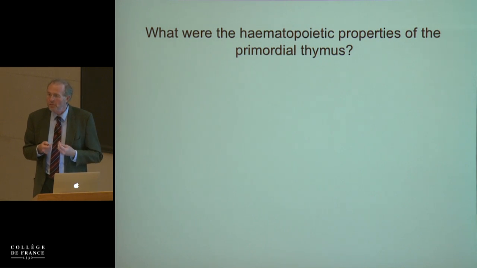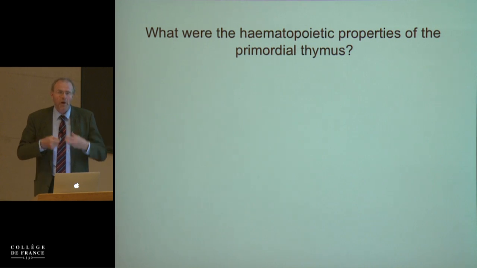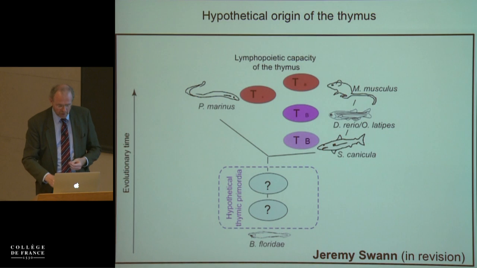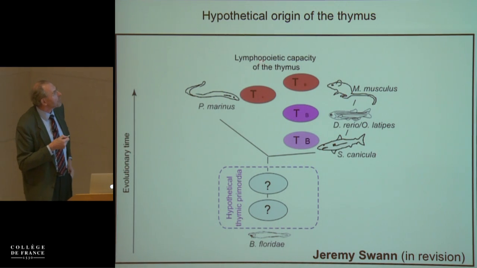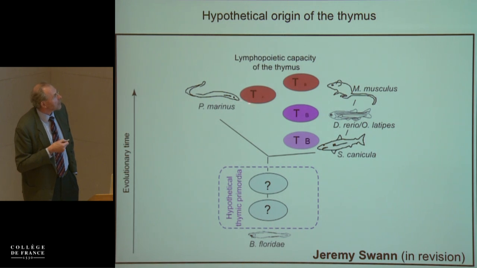Can we now, and this is a bit of fantasy now, can we now perhaps reconstruct the primordial thymic environment? So when it all began, so this is what I mean by this. So we know when we look in the lamprey, in the thymus, this is now the lymphopoietic capacity of the thymus, this is only T cells.